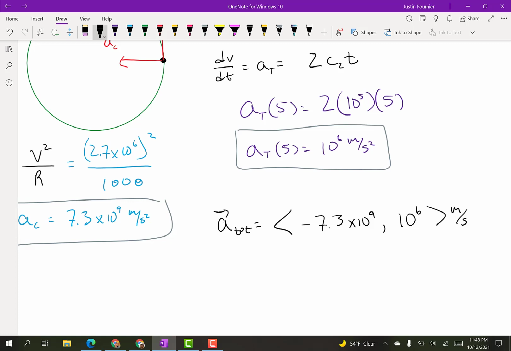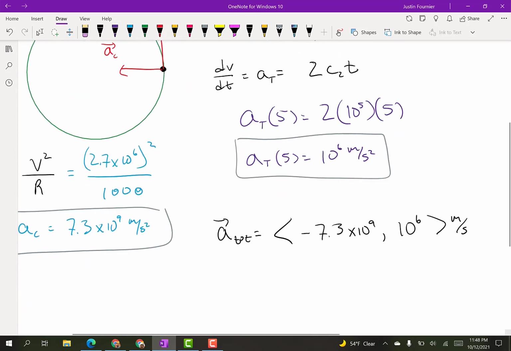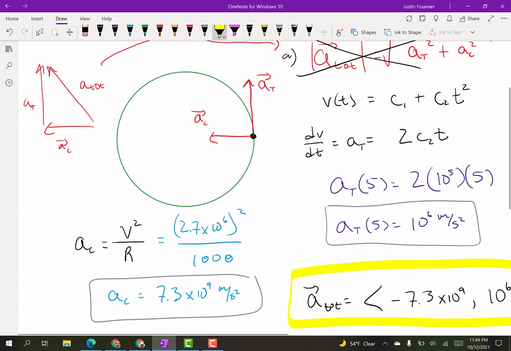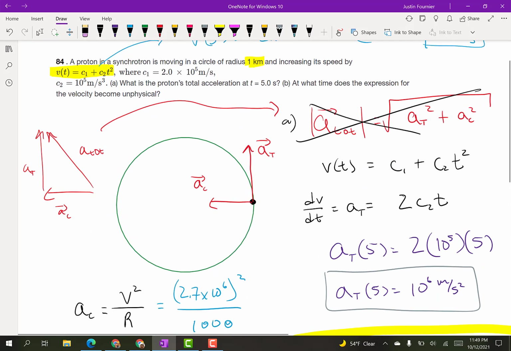So if I wanted to, I could get the magnitude of this as well. I could just use Pythagorean theorem like I was going to do up here, but they just want the vector. So if they want the vector, then really all they want is this. And I think that should be sufficient. And this is all based on my diagram too. If the dot was here, the dot could be here. It's up to you. But yeah, okay. So there you go. There goes that.